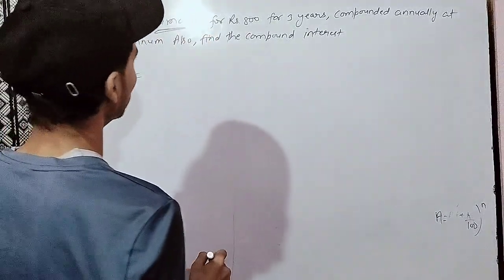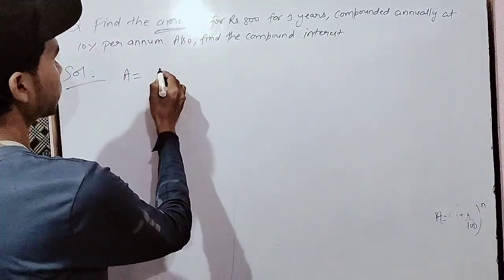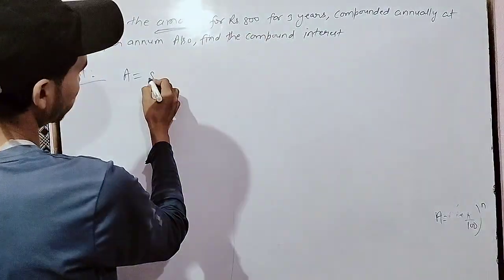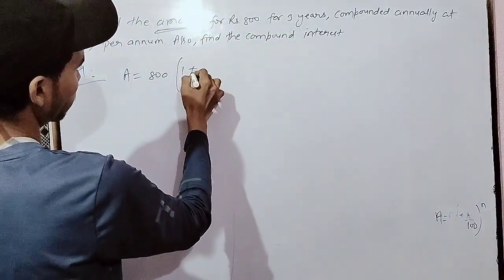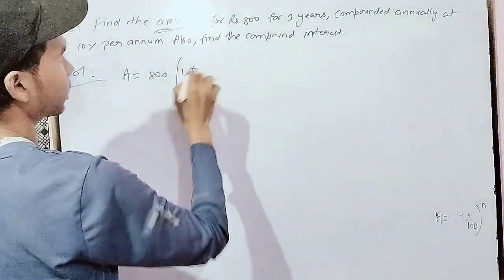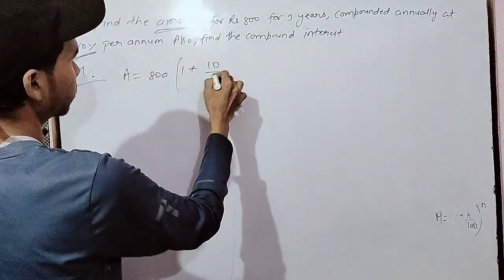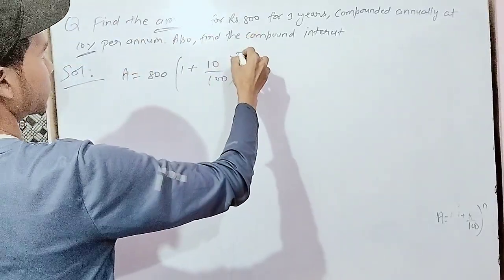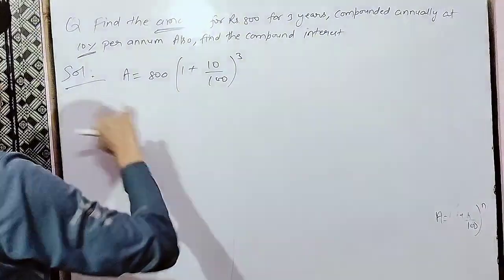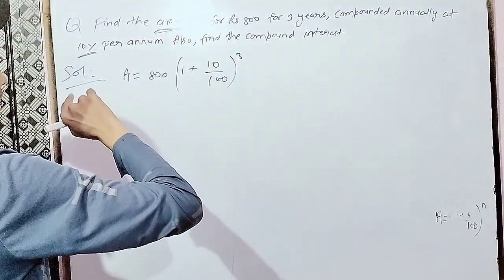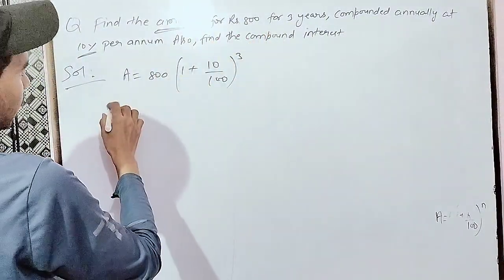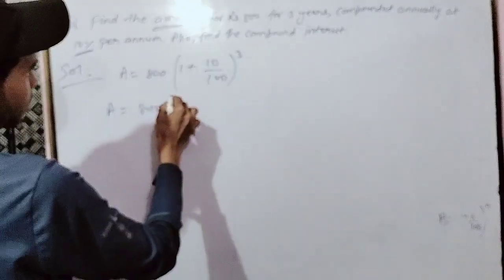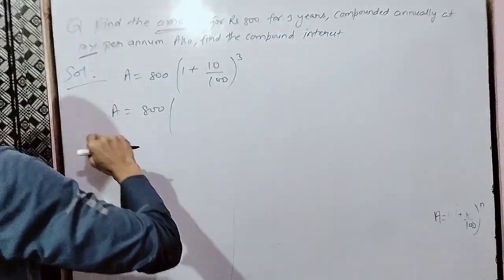So here, first of all, we are going to find the amount. What is the amount? This is P. We are applying the formula. R, rate, how much? 10%. How many times? 3 years. From here the amount can be found. We need to simplify it.